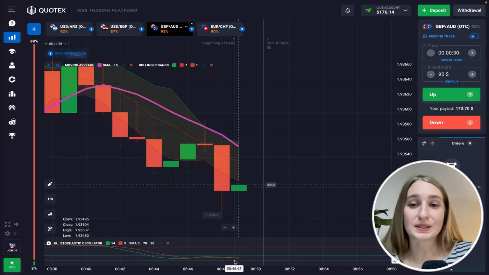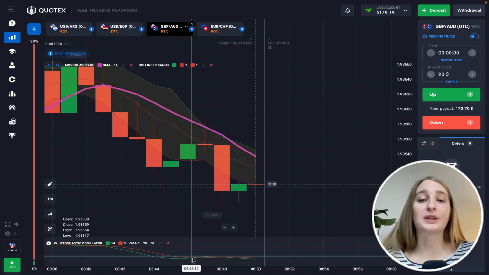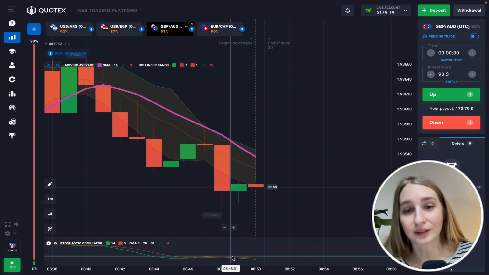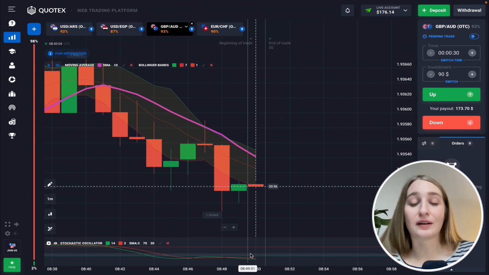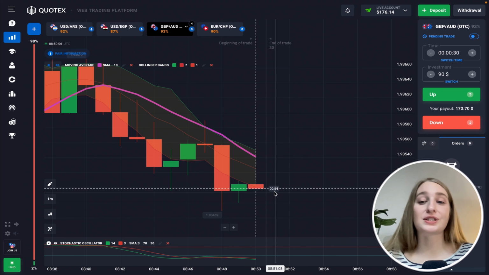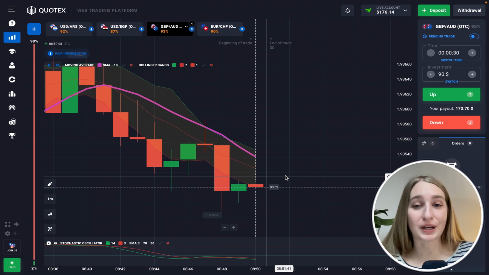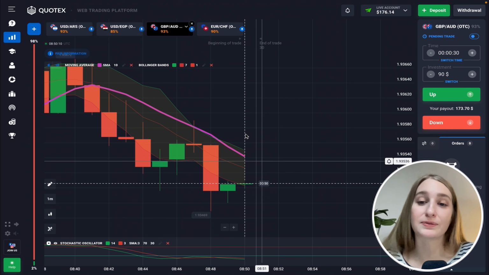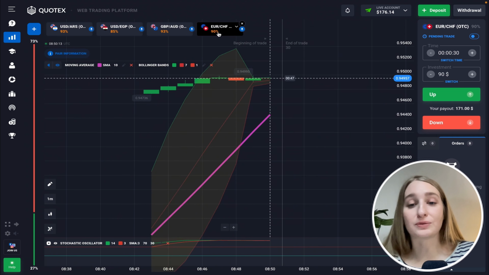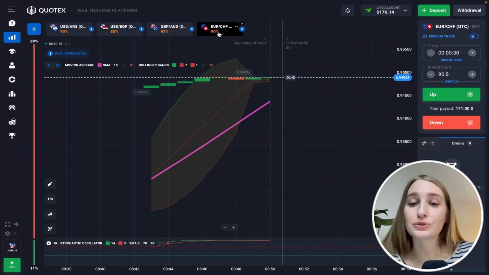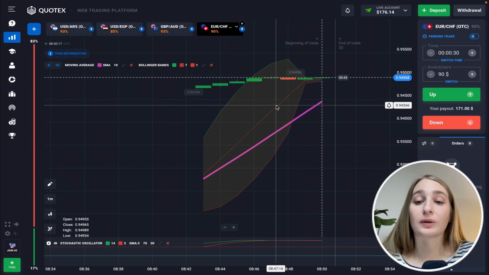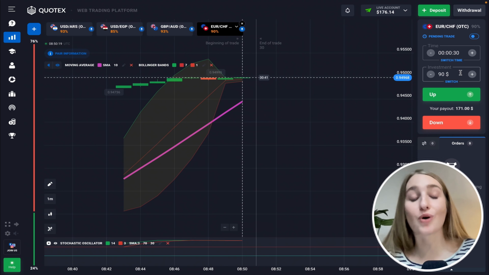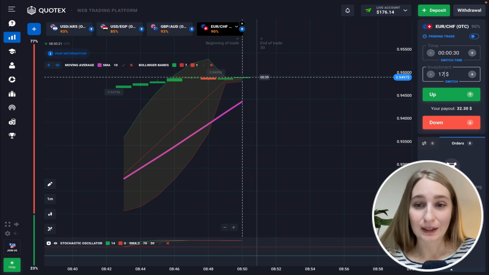Anyway, we see that the stochastic oscillator is showing me that the two lines are in the overbought area. There were two intersections, but anyway, I think it will not be really safe to trade right over here. I'm not really sure. So let's go to another currency pair, the last one.